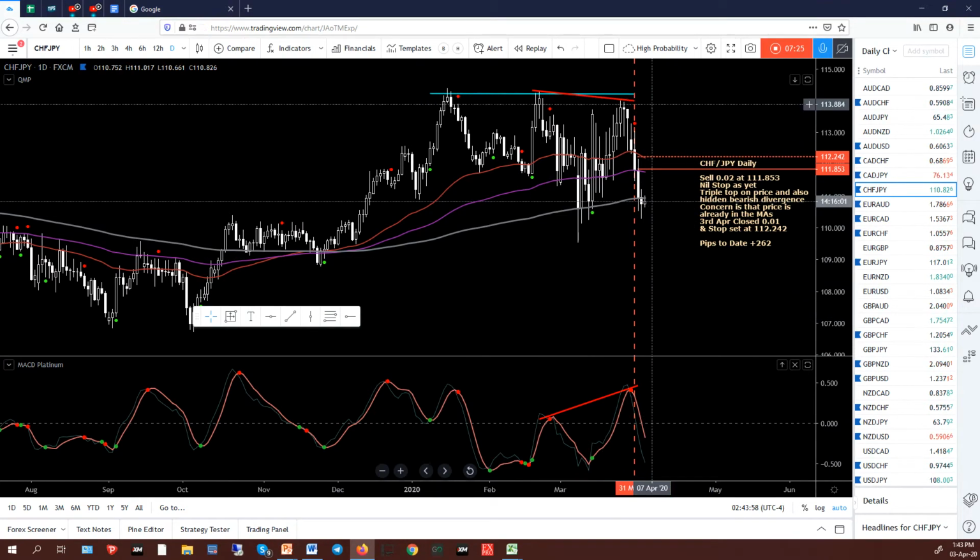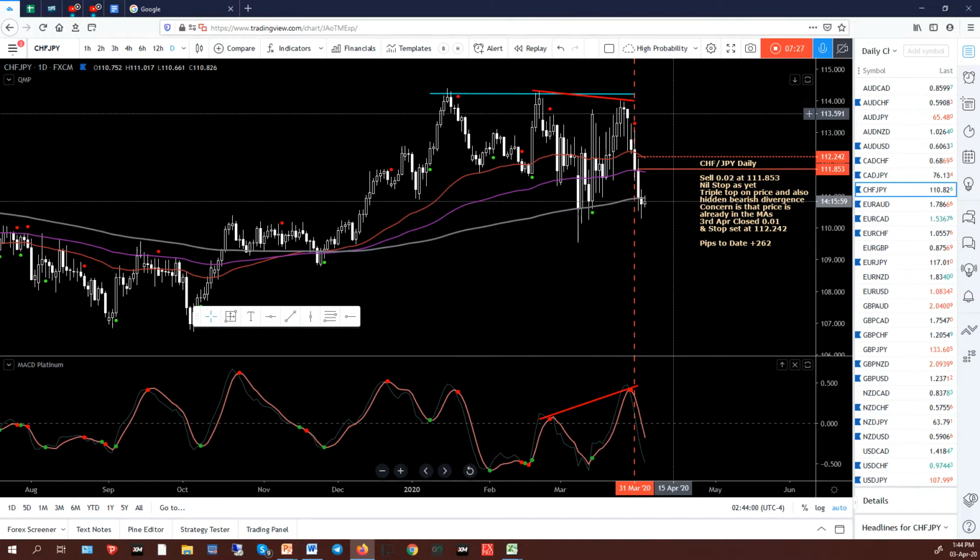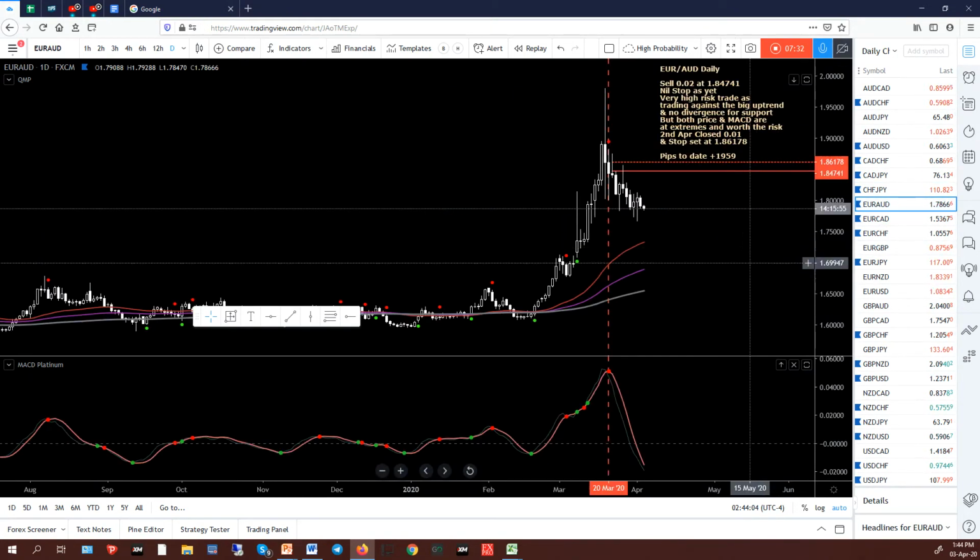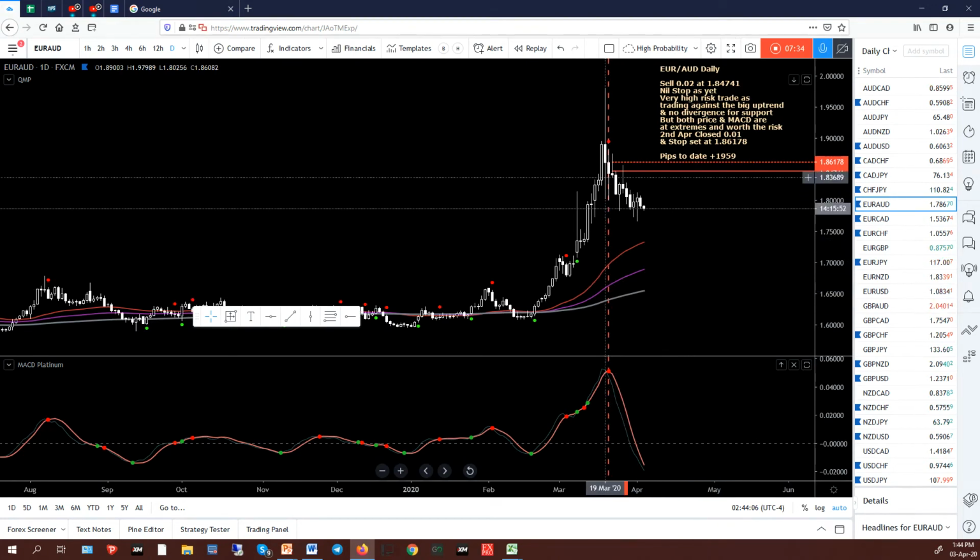It was a good triple top. You can read my notes for getting in, hidden bearish divergence, etc. I love my hidden bearish divergence. You probably worked it out by now if you've watched any of my videos.